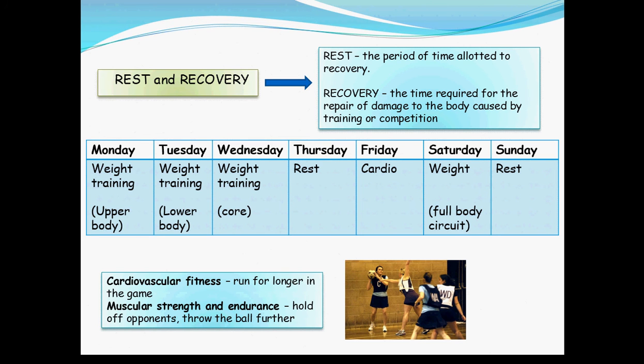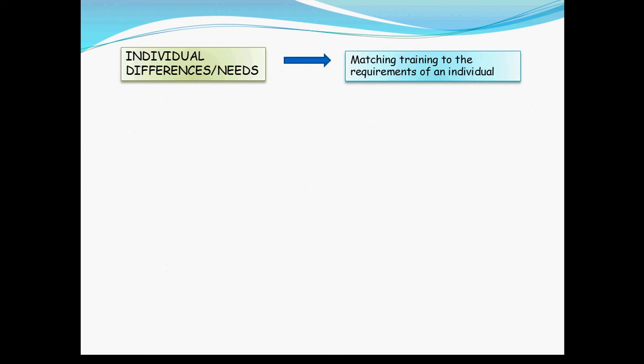Now here's a really good example of a very simple training program done Monday to Friday. Someone training 5 times a week like this person here would probably train on 3 days. So as you can see, Monday, Tuesday and Wednesday they're doing weight training sessions. The weight training sessions are varying between upper body, lower body and core, but then on Thursday they have a rest day. Now the rest day is really important because that allows the body to adapt to the training that's just taken place.